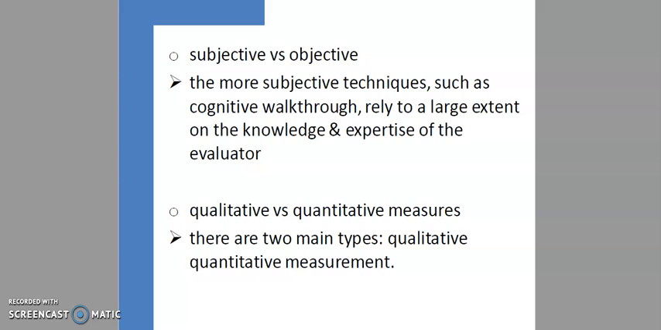So these are all the topics we saw, like what are the techniques, what are field studies, what is subjective, objective, then query techniques, then observational techniques.